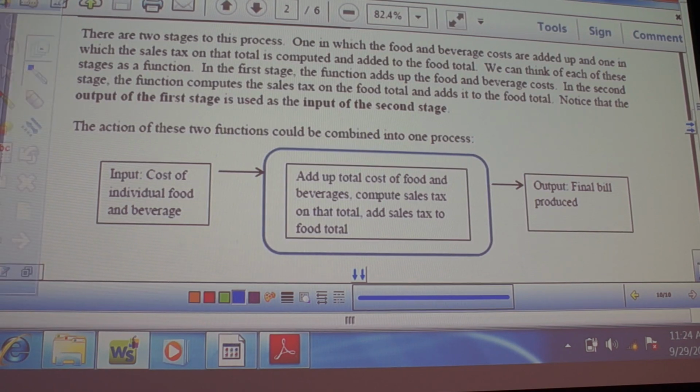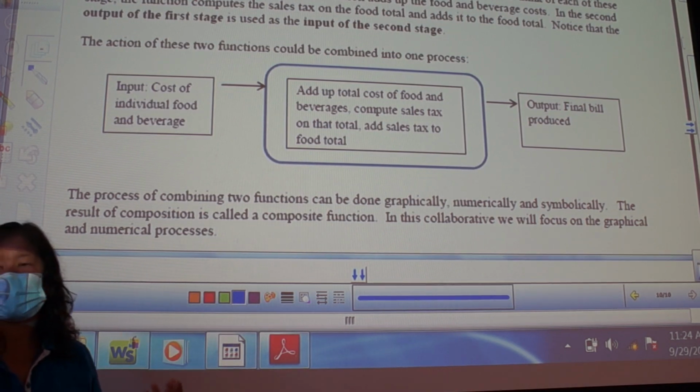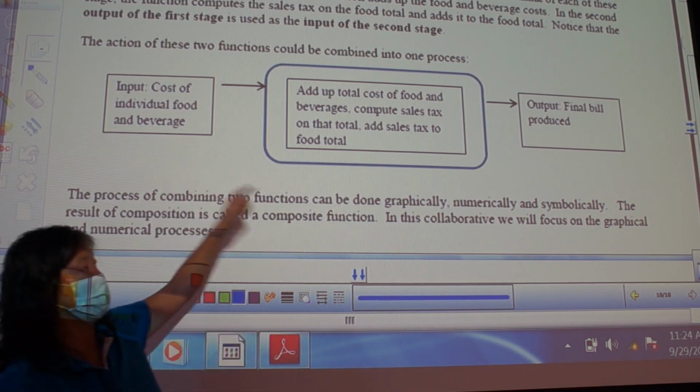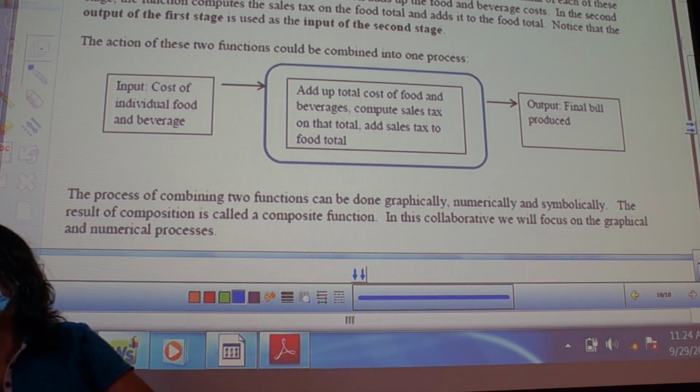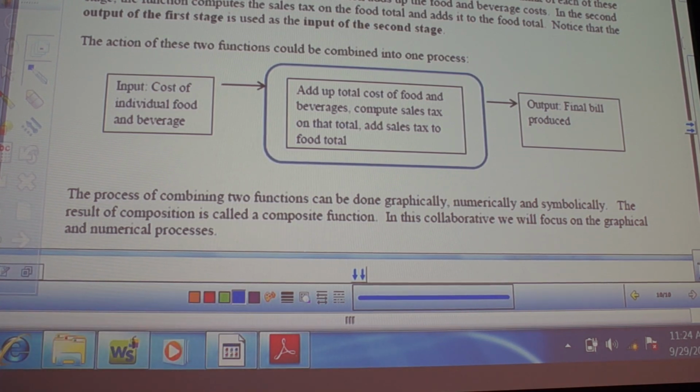But you could make that into one process, right? Where you just add up the total cost of the food and beverages, compute sales tax on that total, and then add the sales tax and spit it out. So we combine that into one function. That's called a composite function.